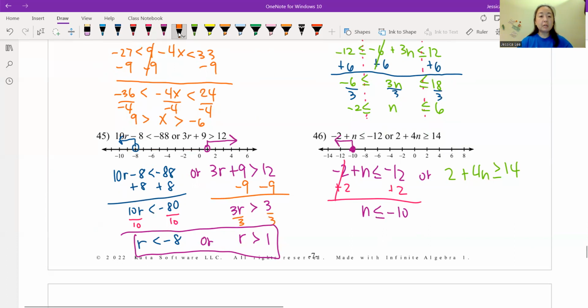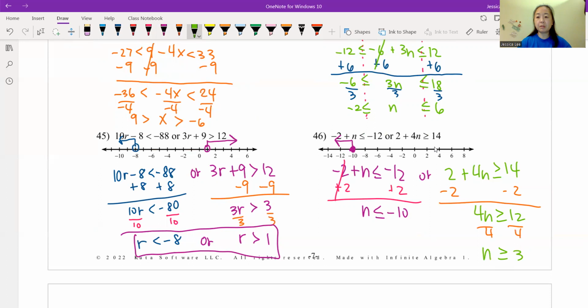And then our green equation, again, we're going to subtract 2 on both sides. And you get 4n is greater than or equal to 12. Divide by 4, divide by 4, and you get n is greater than or equal to 3, right? So there's going to be 3 right here, going to the right. So that's where it's greater than. So again, our solution is going to be n is less than or equal to negative 10, or n is greater than or equal to 3.